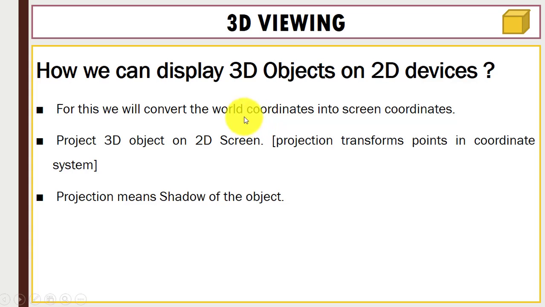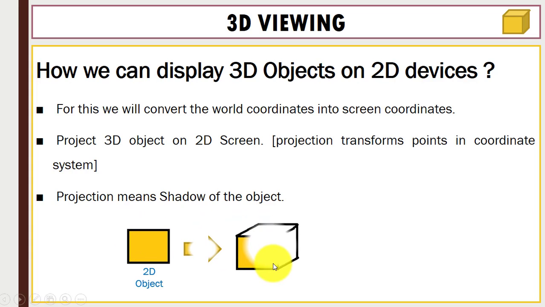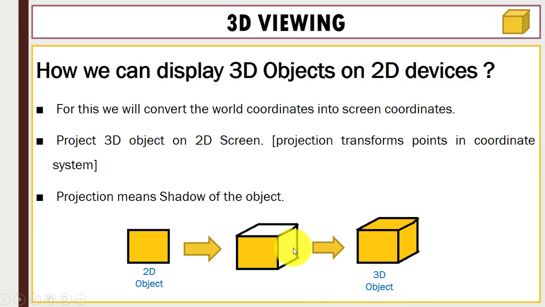So for this, what we can do, we can convert world coordinates into the screen coordinates. So how can we convert world coordinates into screen coordinates? Using projection. So we are using projection to transform the points in the world coordinate system into the screen coordinates. That is, we can project a 3D object on a 2D screen. What is projection? Nothing but just the shadow of the object. For example, you can see here we have a 2D object, and after projection you can see it looks like a 3D object. That we did in engineering drawing, ED.